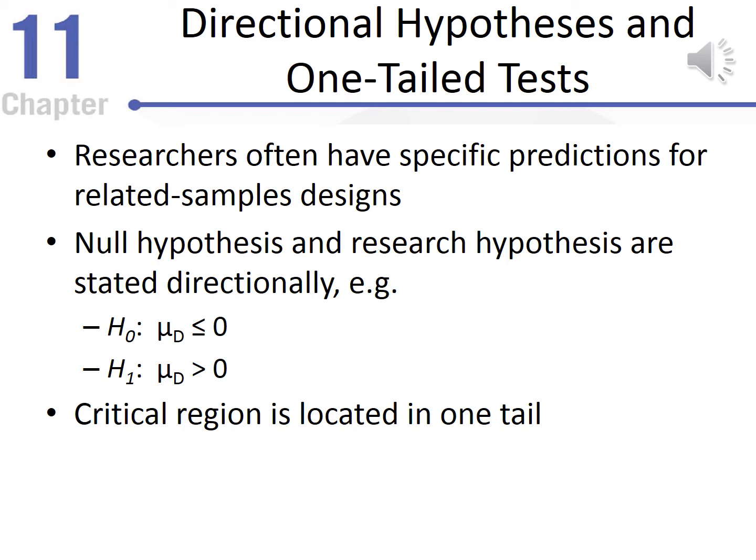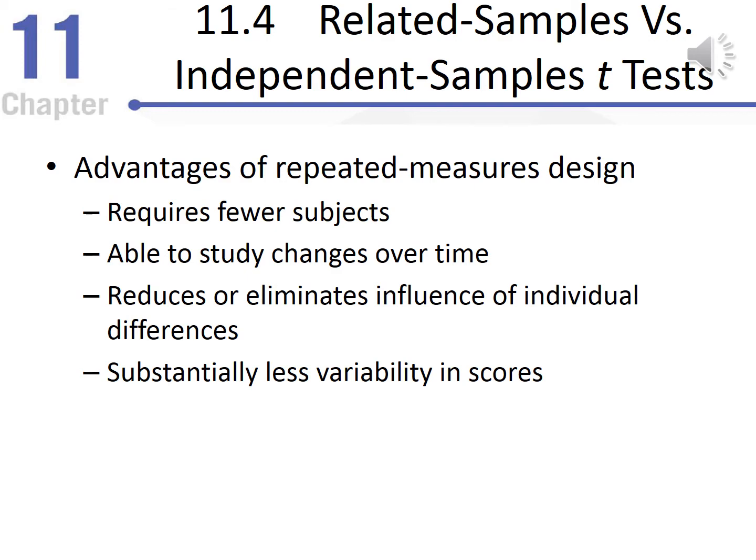The null hypothesis, if we had, would have been phrased as the mean difference will be less than or equal to 0. And to make sure that the two hypotheses are mutually exclusive and cover all logical ground, the alternative hypothesis would then be phrased as the mean difference will be greater than 0. And of course, the critical region would be located in one tail if we went this route.